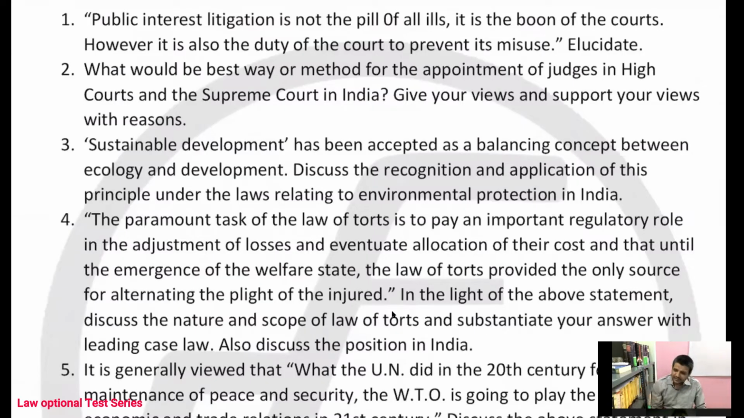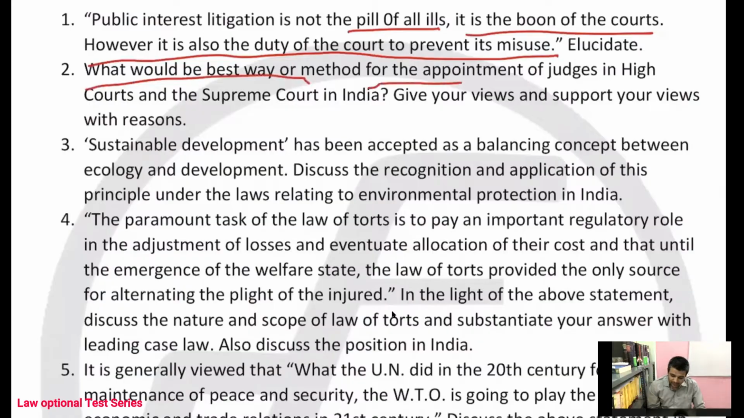The first philosophical question, see, I think it was in 2019 itself. The PIL is not the pill for all ills, right? It is the boon of the court. However, it is also the duty of the court to prevent its misuse. So we want to put the best way or method for the appointment of judges in the High Court and the Supreme Court of India. Give your views and support your views.